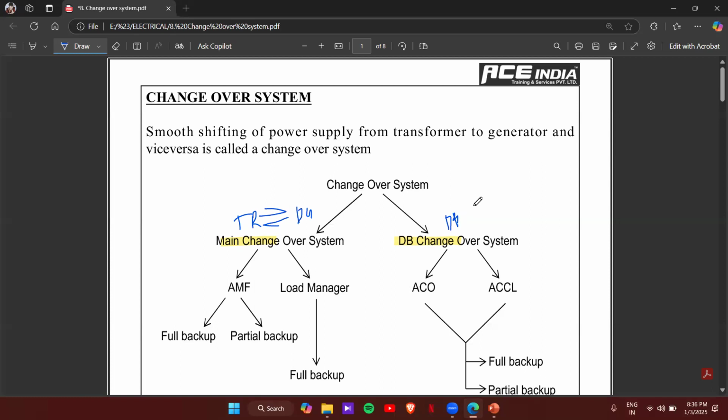Distribution board and the emergency panel. So we don't normally say DG in the case of the DB changeover system. It will be from the emergency panel. So normally from the DG, the power will be coming to the emergency panel. From the emergency panel, it will be distributed to the distribution board. So switching between the emergency panel and the distribution board. That's it.